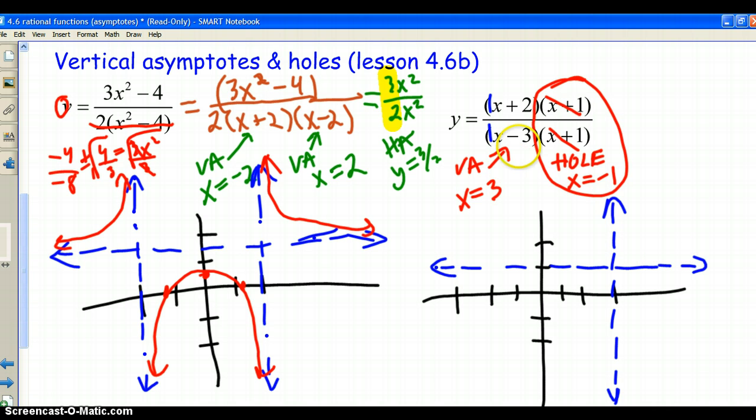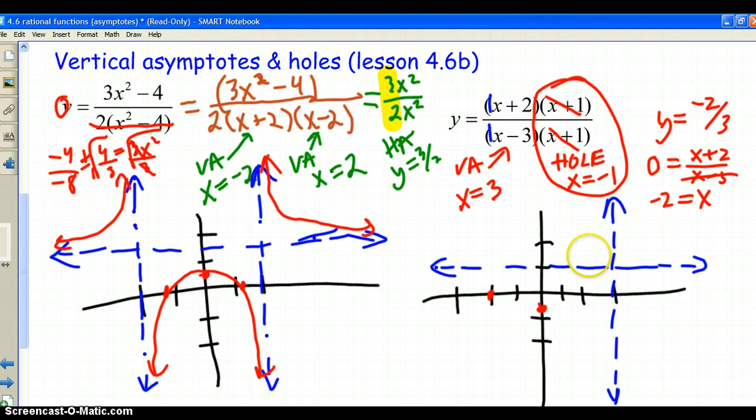So let's find the x and y intercepts. Plug in x is 0, I get 2 over -3, so y equals -2/3, somewhere right down here. If I plug in y is 0, x plus 2 over x minus 3, the denominator goes away, multiplied by 0. Solve this, you get x equals -2. So right over here, that makes sense.